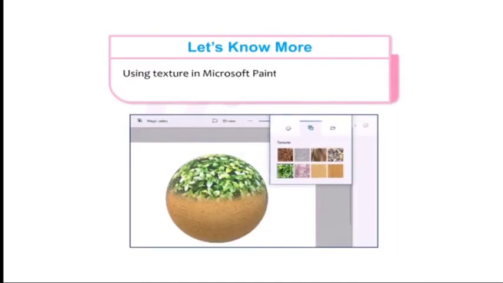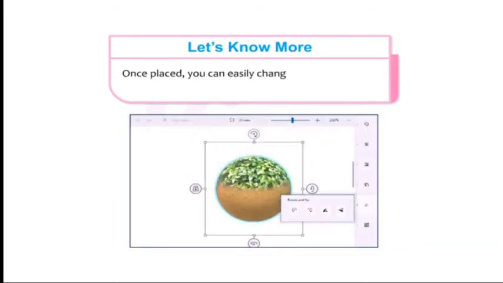Students, let's know more. Using texture in Microsoft Paint 3D is similar to using a sticker. You can use different types of textures like brick, water, grass, etc. Once placed, you can easily change its properties like opacity, rotate, flip, etc. Now let me tell you how to add effect.